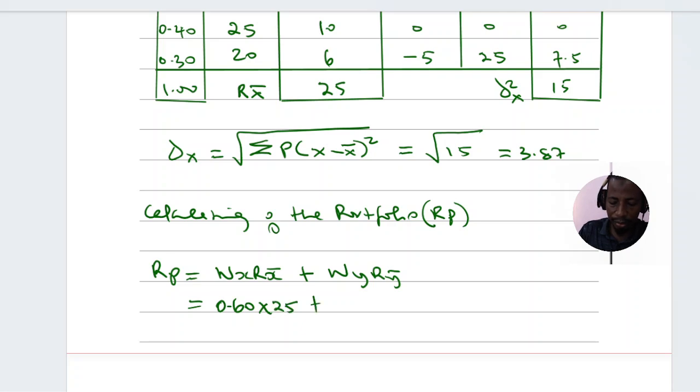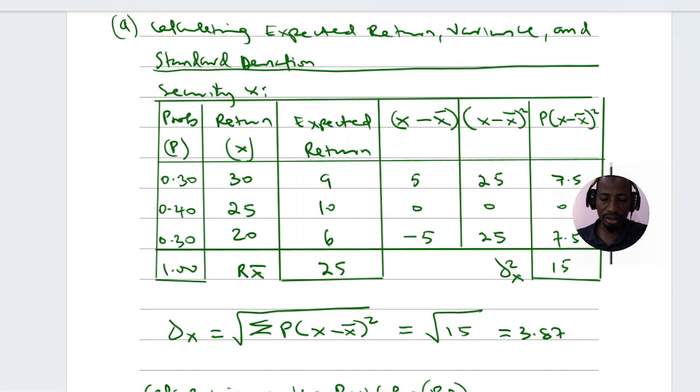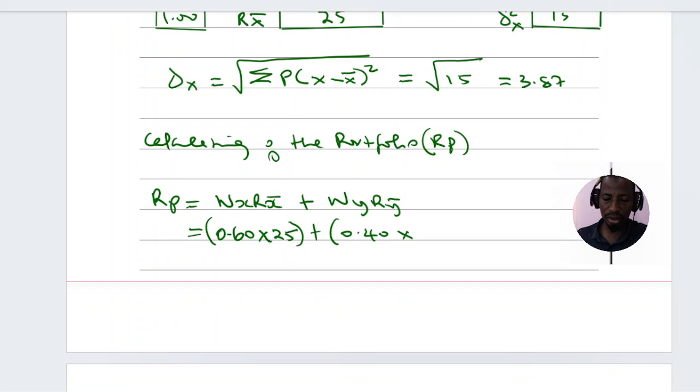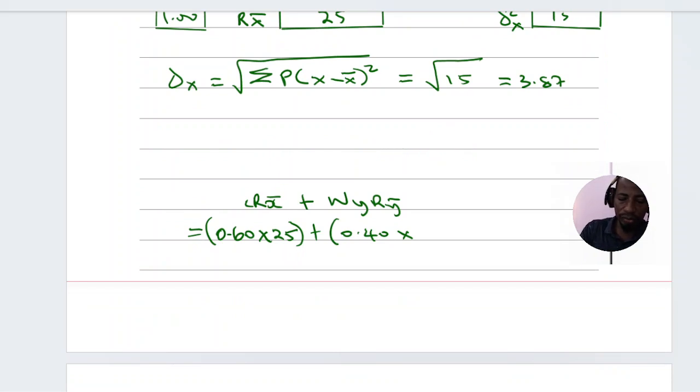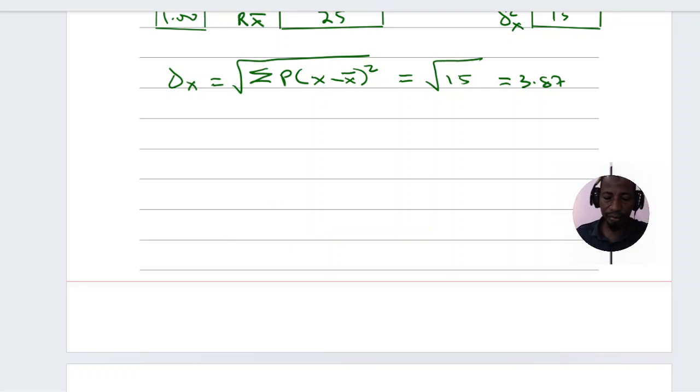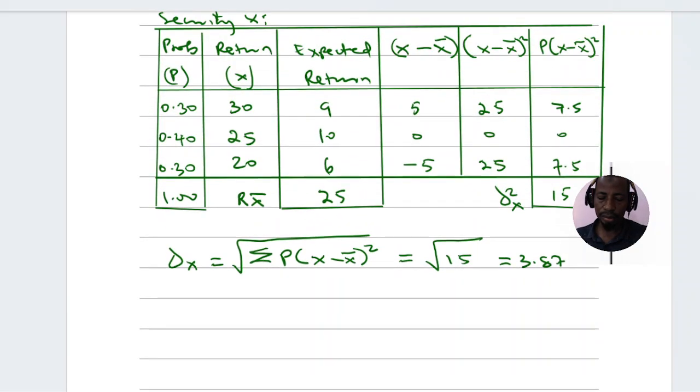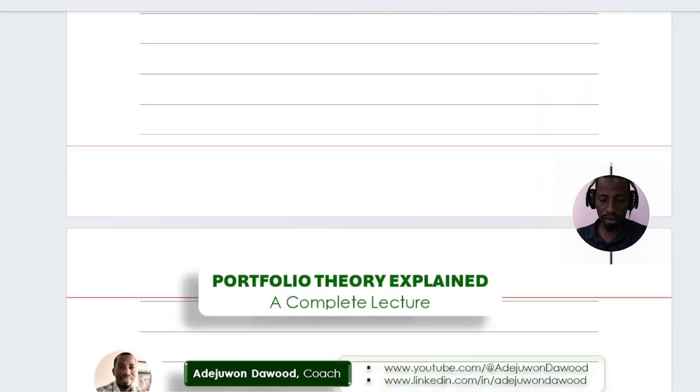Then plus 40% is invested on security Y multiplied by expected return on security Y. Oh, we've not computed the expected return on security Y. So let's quickly do that. In that case, we cannot do this yet. Let's go and compute for Y. Let's go to the next page.